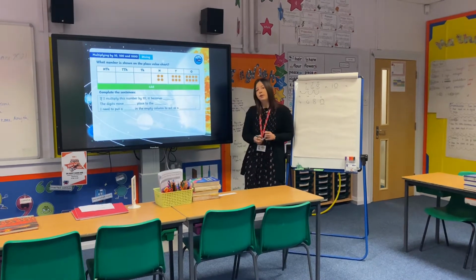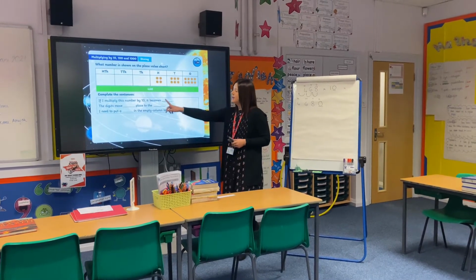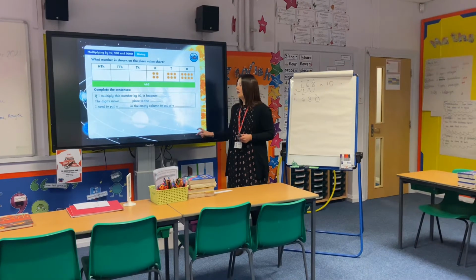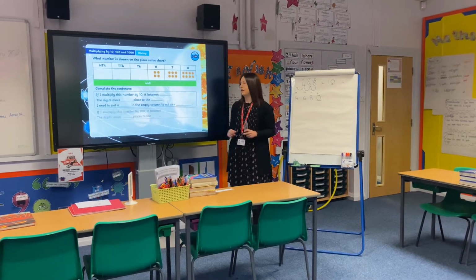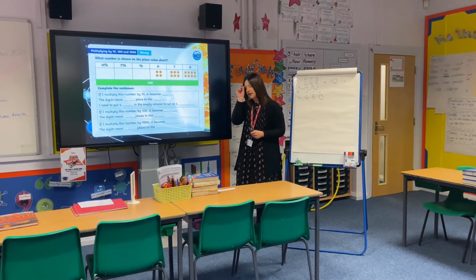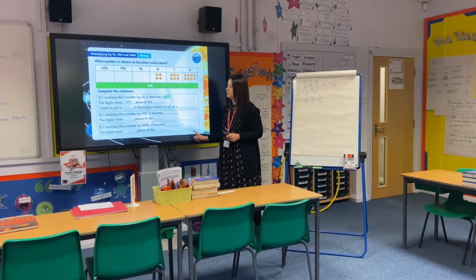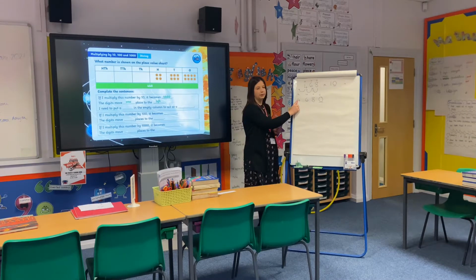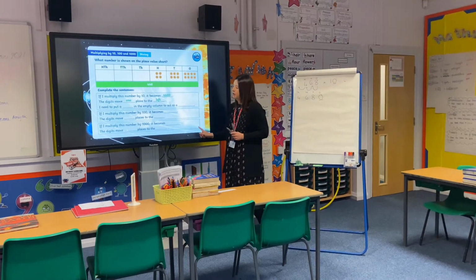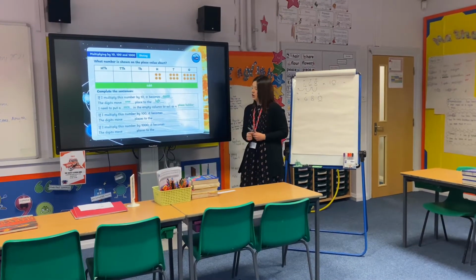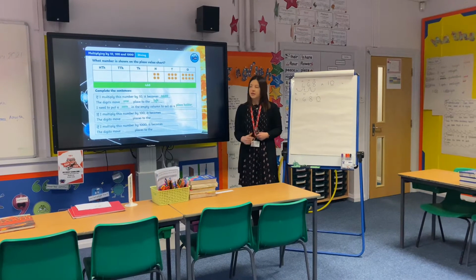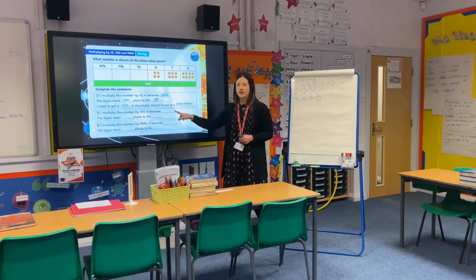4,680. So if we completed these number sentences, if I multiply this number by 10, it becomes 4,680. The digits move one place to the left to make our number bigger, and I need to put a 0 in the empty column to make it a placeholder. Let's look at the next number sentence.